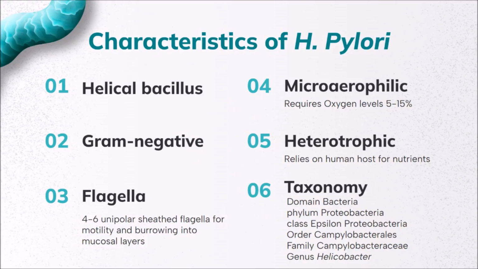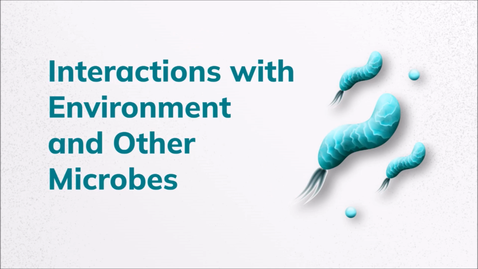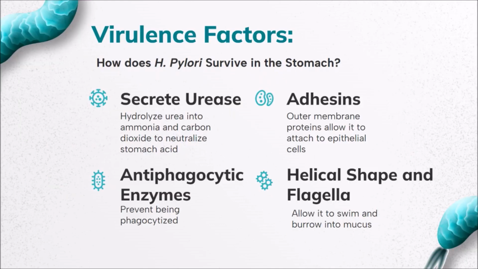H. pylori is a helical bacillus. It's gram-negative, has 4 to 6 unipolar sheathed flagella, is microaerophilic, and heterotrophic, relying on its human host for nutrients. And it is interestingly not an acidophile, even though it lives in the acidic human stomach, which we will explain momentarily. So how does it interact with its environment and other microbes?